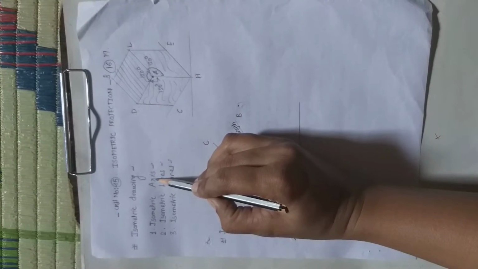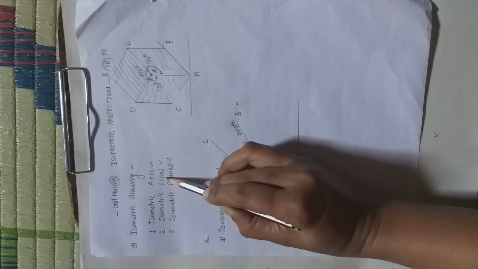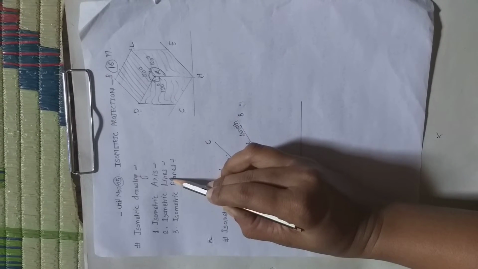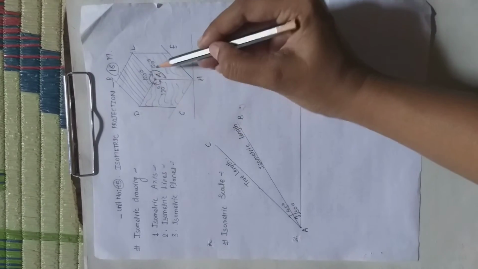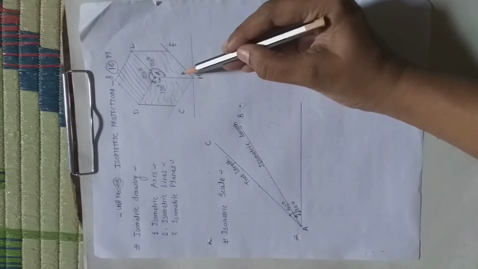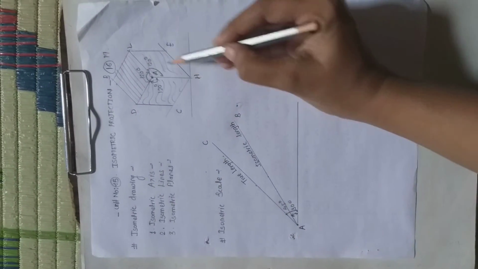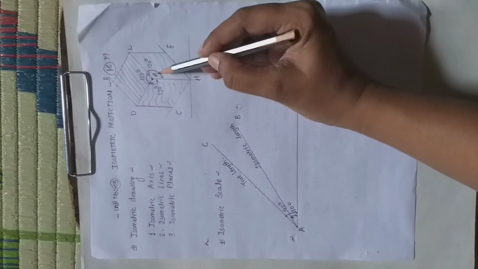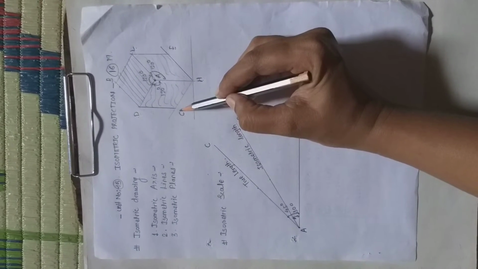The next term is isometric lines. What is meant by isometric lines? The lines which are parallel to the axes are called isometric lines. Means whichever axes are there, AL, AD and AH, the lines parallel to these are called isometric lines. So EL is parallel to AH. Then this line is also parallel, so these are nothing but isometric lines, and likewise.